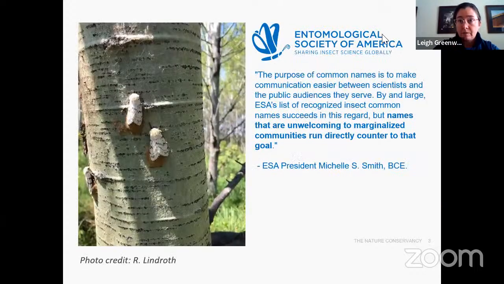So I do not work for the Entomological Society of America. They are my colleagues, but they're the ones that have the jurisdiction in the United States to change the name of an insect, which will not shock you. At the time she made the quote, she was the current president, there's now a new president, but the past president of the Entomological Society of America, Michelle Smith, said this past summer, the purpose of common names is to make communication easier between scientists and the public audiences they serve. And in that way, when we look at certain common names, we realize that they will not succeed at being easier communication between scientists and public audiences, because, like she said, the names that are unwelcoming to marginalized communities are running directly counter to that goal. And so when you identify that you have a problem, it is best to then move forward towards a potential solution. This was an identified problem by the ESA.